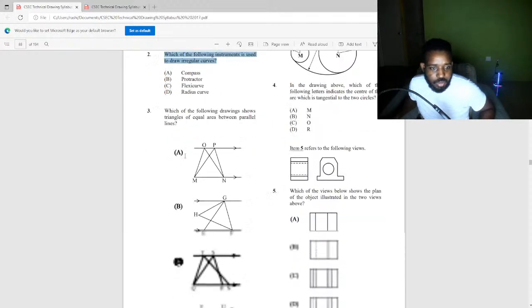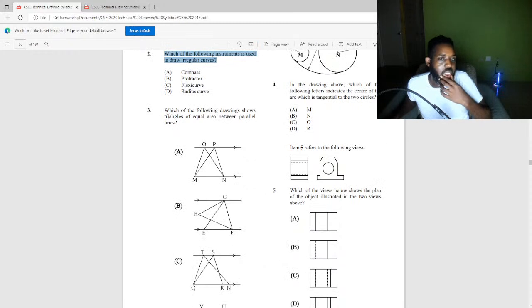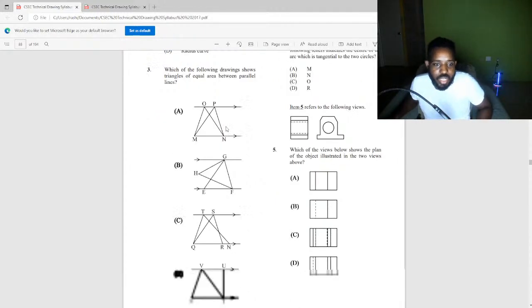Alright, number 3 says, which of the following drawings shows triangles of equal area between parallel lines? So there are the options. The triangles should be of equal area.